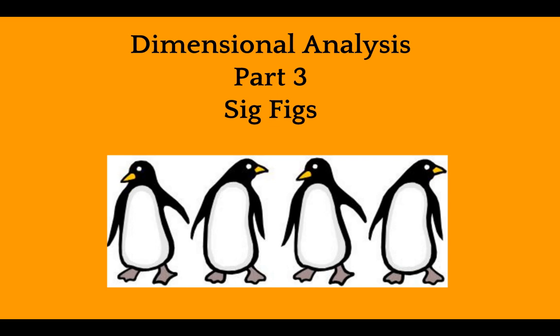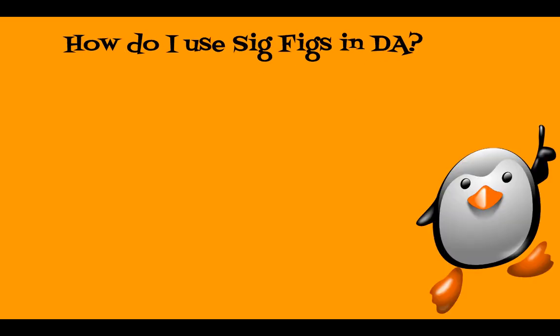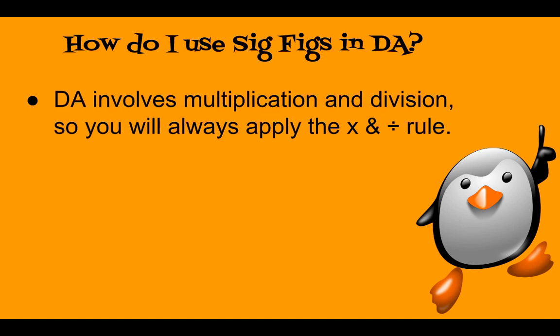And so before we get into the actual math of dimensional analysis, let's talk about SigFigs for a few minutes. So how do you use SigFigs in this? Well, dimensional analysis is all multiplication and division. So that's the only rule you have to worry about during dimensional analysis. So it's the rounding to the least number of SigFigs that you have in your original number.